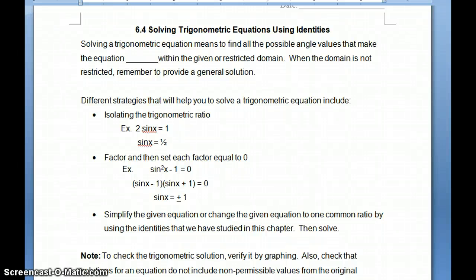Hey ladies, so this is section 6.4. Here we're going to be solving trigonometric equations using identities, so it's kind of a nice little wrap-up section that we've done for this unit. So I'm going to apply everything that we just learned, and we're going to apply it to this.